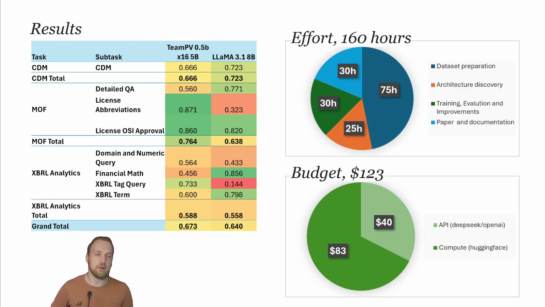And the budget: $80 for compute, $40 for API. We used OpenAI for eval, and we used DeepSeek for everything else. As you know, DeepSeek is very cheap, but it is also very slow. And in later stages, we were running out of time, so eval was done by OpenAI, because we needed eval results quickly.